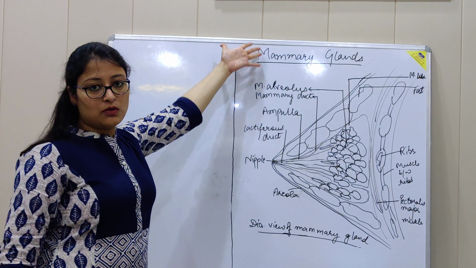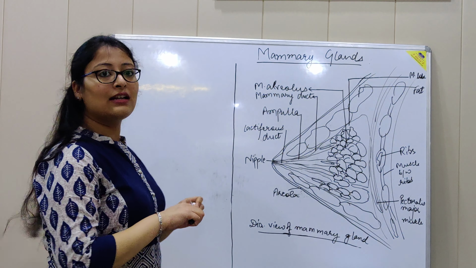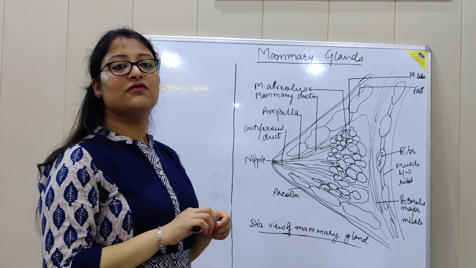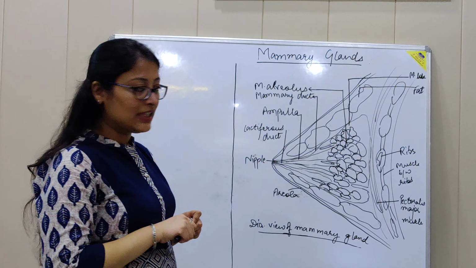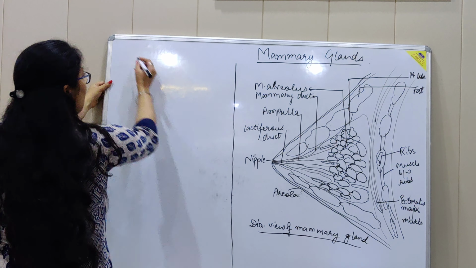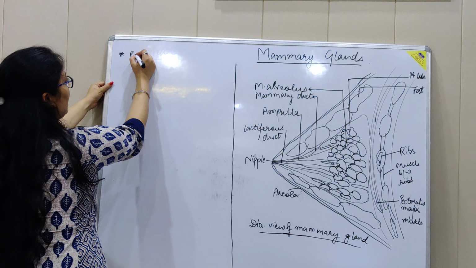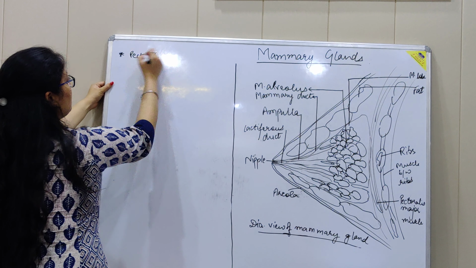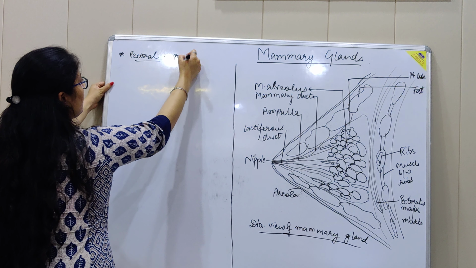We are going to discuss mammary glands. We discussed that functional mammary glands are the characteristic feature of female mammals, including humans. This is a paired structure that is pectoral in position.